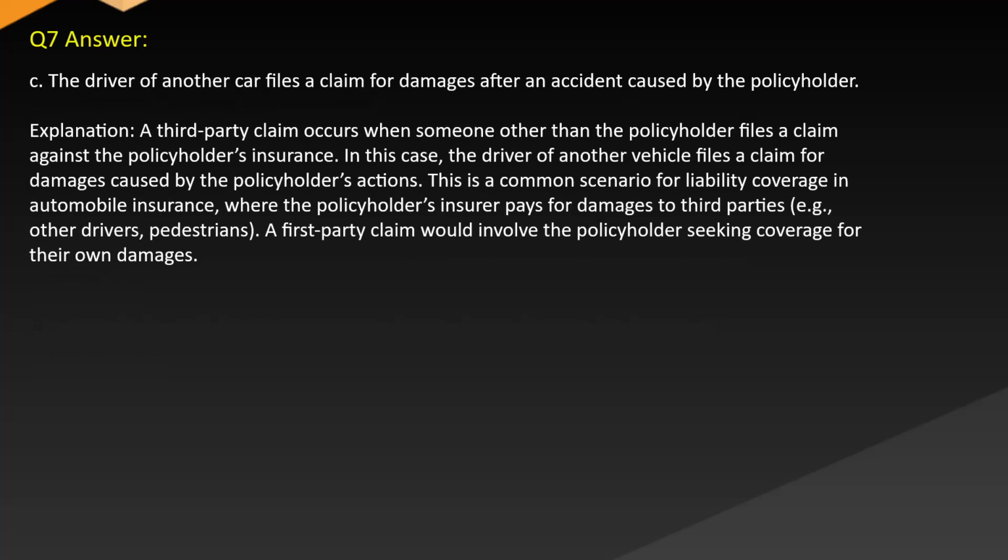Answer: C. The driver of another car files a claim for damages after an accident caused by the policyholder. Explanation: a third-party claim occurs when someone other than the policyholder files a claim against the policyholder's insurance. In this case, the driver of another vehicle files a claim for damages caused by the policyholder's actions. This is a common scenario for liability coverage in automobile insurance, where the policyholder's insurer pays for damages to third parties, e.g., other drivers, pedestrians. A first-party claim would involve the policyholder seeking coverage for their own damages.